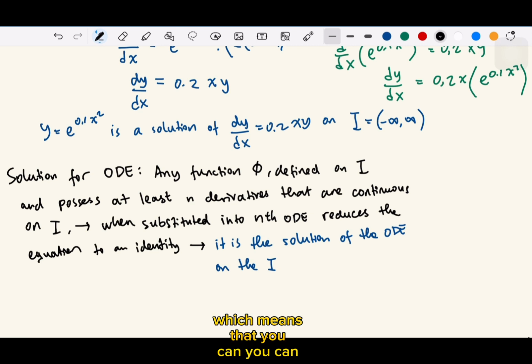Which means that you can propose a solution from simple derivatives and integrations. If you know how to do that, you can propose a solution, perhaps by trial and error, and then verify the solution. And if it's satisfying, then it will be the solution of our ordinary differential equation. But it means that it's just trial and error, not really sophisticated techniques.